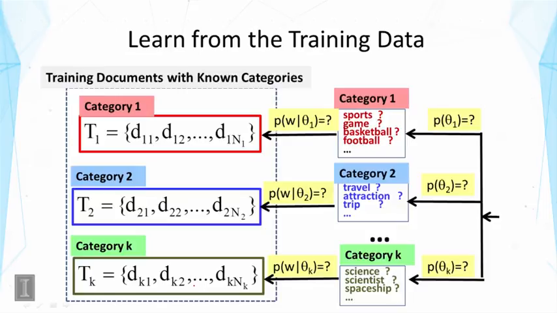In other words, these are the documents with known categories assigned, and of course human experts must do that. And here you see that T1 represents the set of documents that are known to have been generated from category 1, and T2 represents the documents that are known to have been generated from category 2, etc.